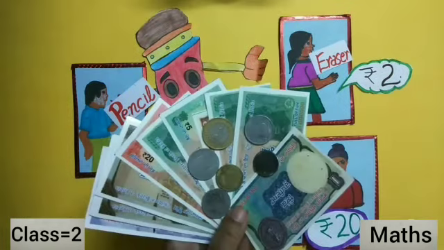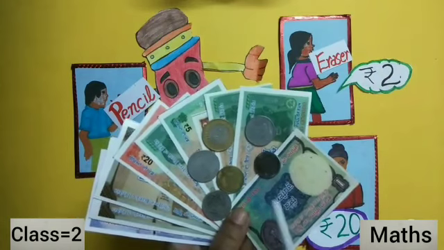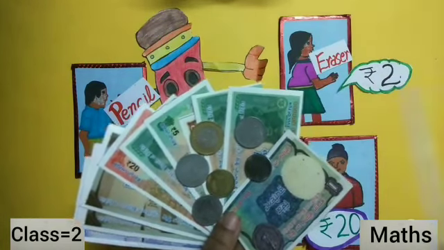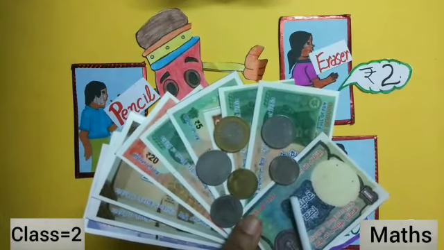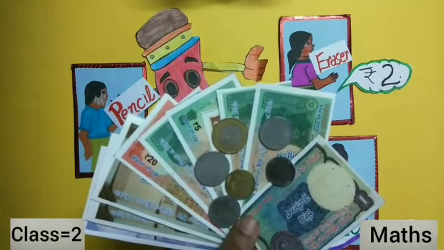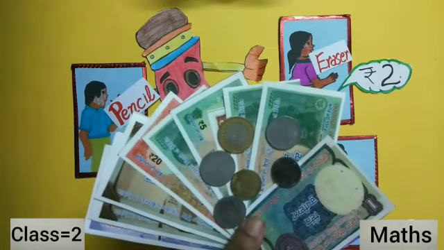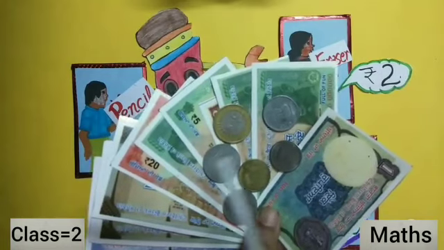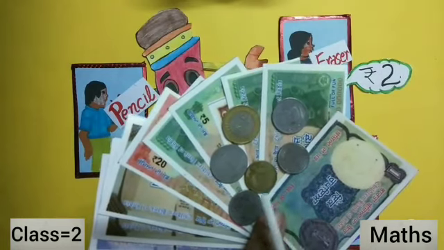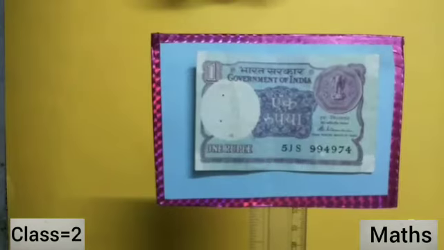Dear children, we come to know that in order to buy things from the market, we need money, and money in the form of notes and various coins. Let's learn about these notes and various coins which are present in our country. We will recognize these notes and coins one by one.